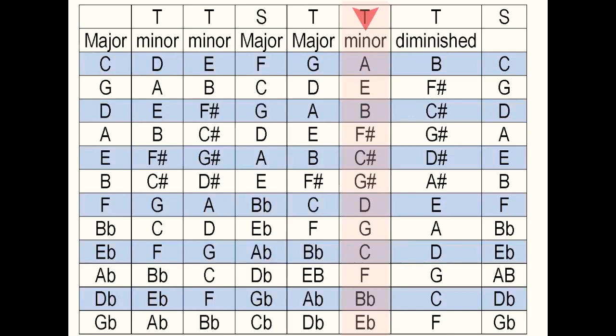If you want to do this in E minor, look at the sixth column, find an E, and use the notes E, F sharp, G, A, B, C, D. Now you have an E minor scale. It's that easy to find your relative minor.